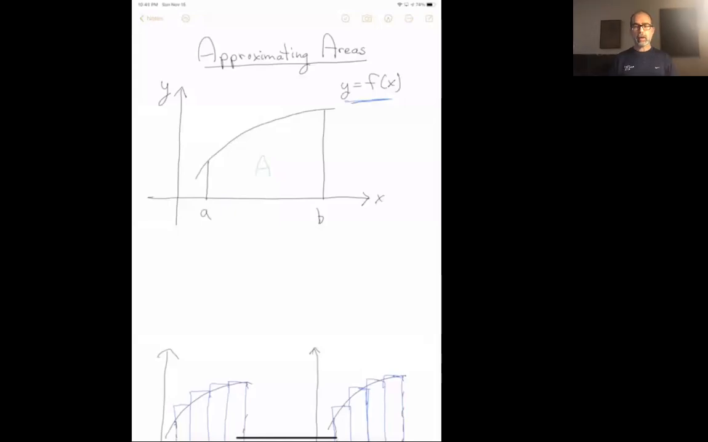So today we're going to be talking about approximating areas. By that, I mean the area between the curve y equals f of x, which I just emphasized right there, and the x-axis. There is also a way of doing this between a curve g of y and the y-axis, but we're not going to talk about that today.